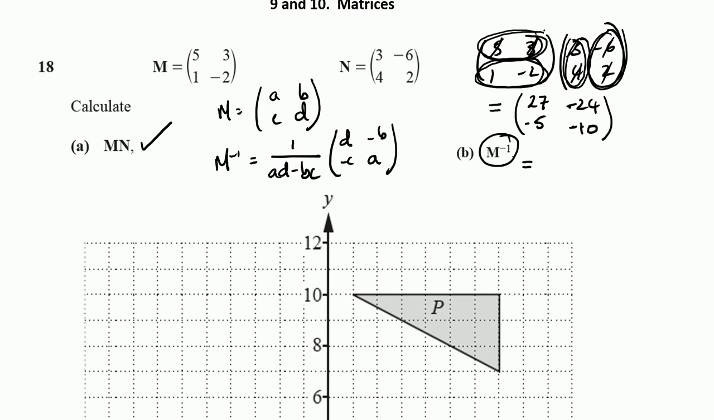So the inverse matrix for M over here is going to be formed by first of all making the fraction 1 over AD, which is 5 times minus 2, minus 10. Subtract BC, 3 times 1 is 3. And then I've got to do that jumbling up of the numbers. A and D swap, so the 5 and minus 2 swap places, and the other two elements get minus signs. Of course you'd want to write this as 1 over minus 13, just to tidy it up, but that's the inverse matrix M.